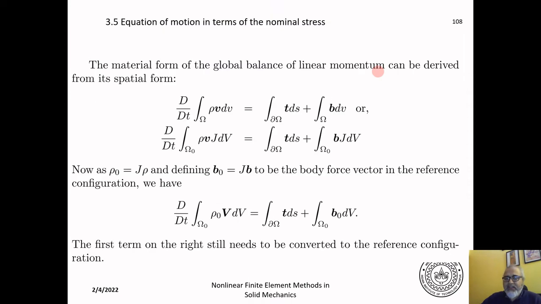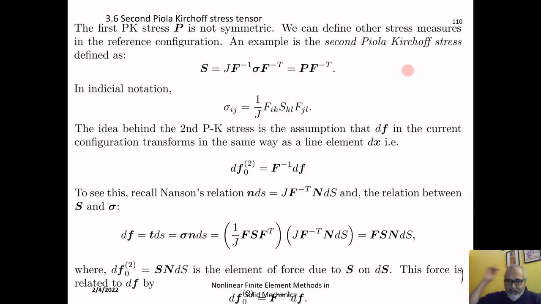And the second PK stress has some advantages. The first advantage is that the second PK stress is symmetric. Unlike the first PK stress, it's still defined in the reference configuration, but the second PK stress is symmetric, and it's related to sigma and P through these relations. Now, if you use these relations, you can actually show that df0 is now F inverse df. How do we do that?